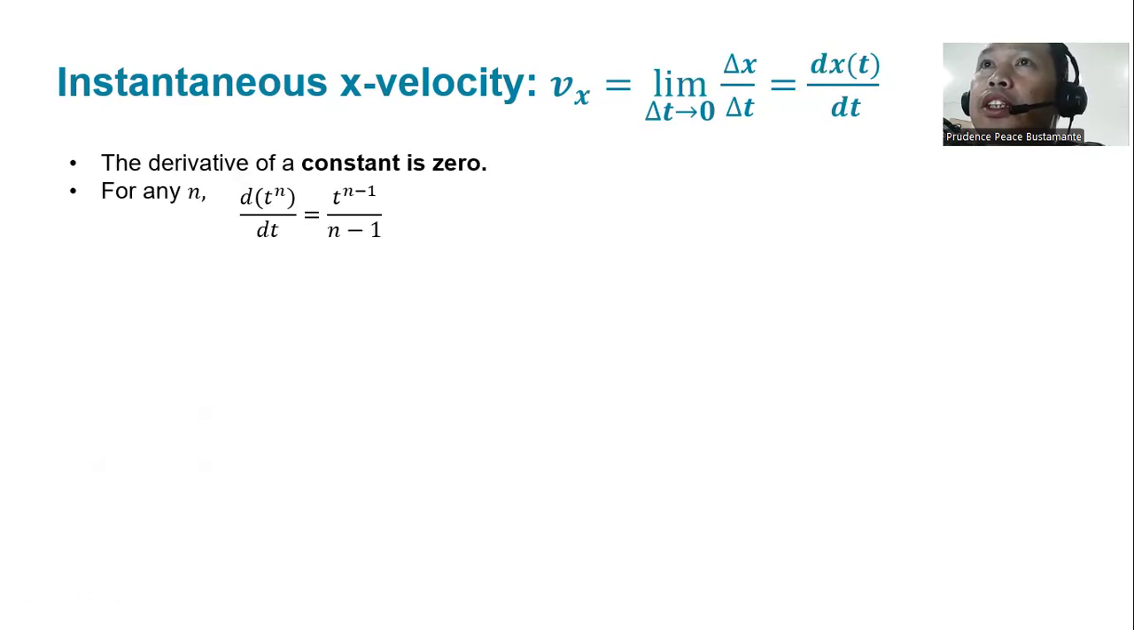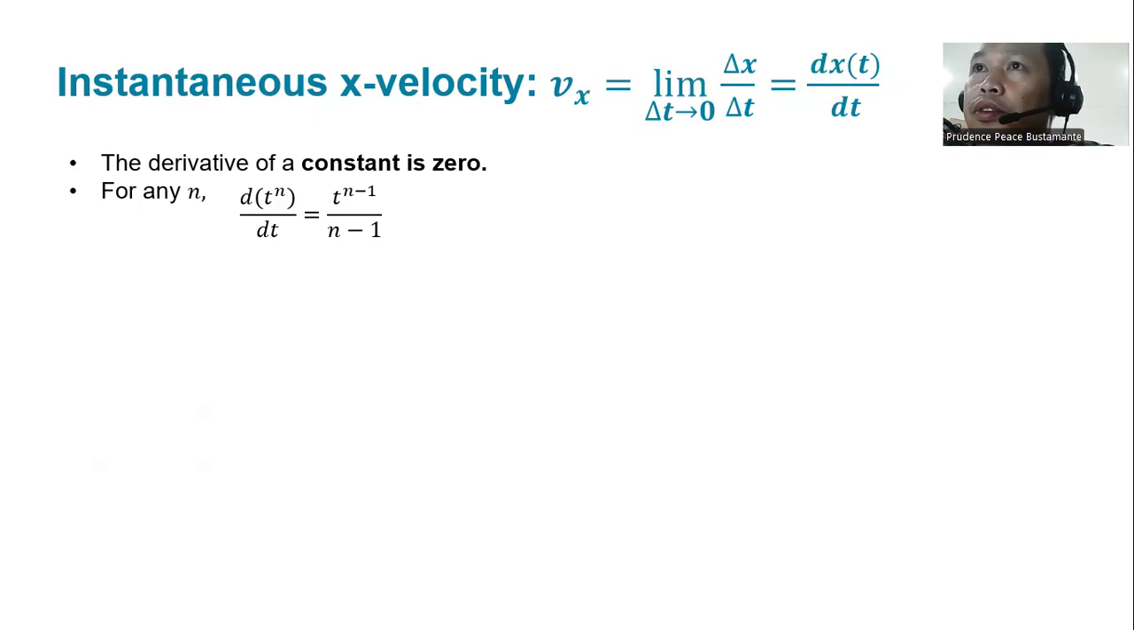Before we proceed, let's have this formula. If you don't have calculus yet, no problem. Here are just the basic tools that you're going to need for the derivative. Number one, in dealing with a constant, the derivative of a constant is zero. And we're going to use this formula that for any n, the derivative of t to the power of n with respect to time, d over dt, is equal to n times t to the power of n minus 1.